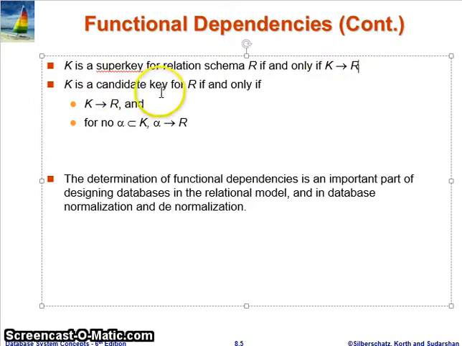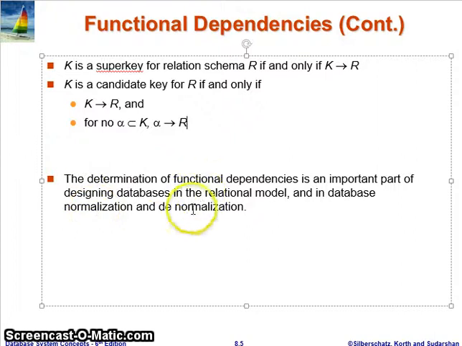K is a candidate key of R if and only if K functionally determines R, meaning K functionally determines all the attributes of R, and no subset of the candidate key K is also a super key of relation R, meaning no subset of this candidate key functionally determines all the attributes of R. Then we can say K is our candidate key.